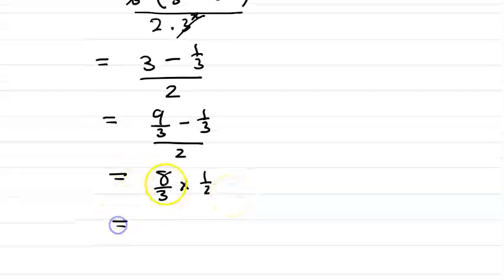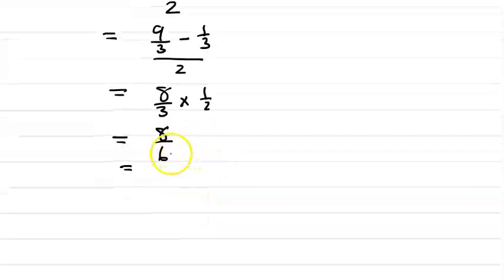So now if we simplify, we get 8 times 1 is 8 over 6. 2 times 3 is equal to 6. And we can simplify further by saying 8 over 6 is going to be 4 over 3. Remember, 2 goes into 8 four times and 2 goes into 6 three times.